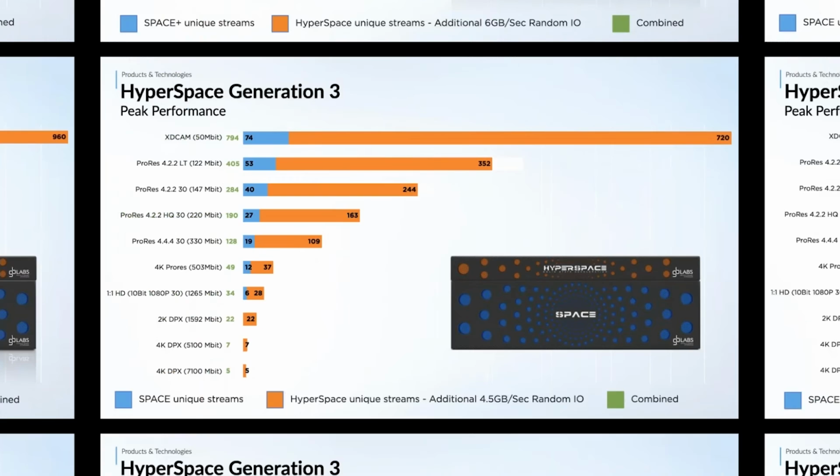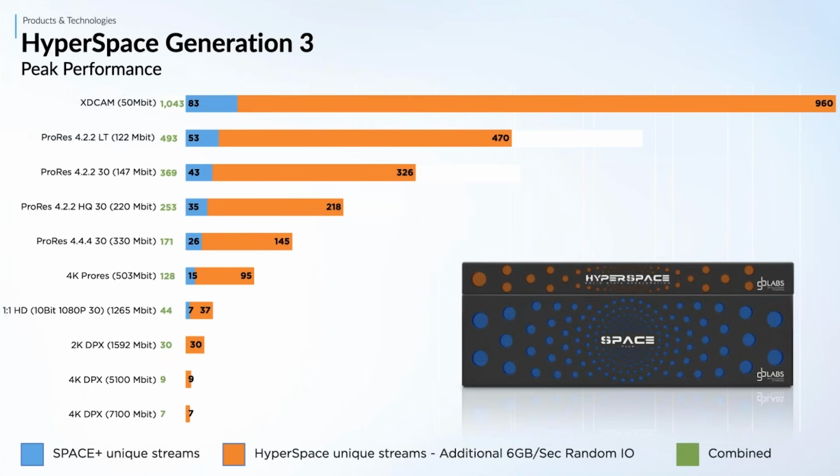The Space Plus, which has an enhanced hardware set underneath and enhanced algorithms and infrastructure, actually gives a further boost again. So that 444 at 330 is now at 171 streams, up from 128.